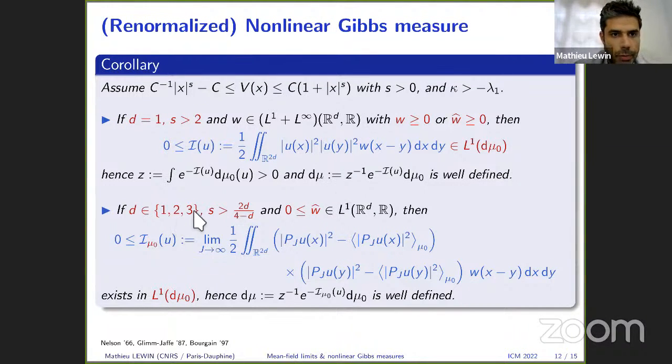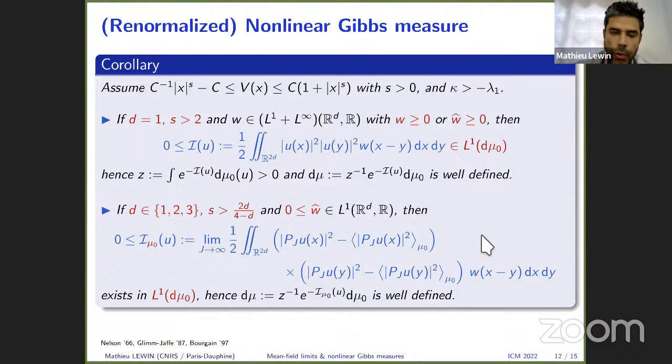In dimensions 2 and 3, we have to do something else. We have to renormalize the interaction. But the same Wick renormalization works, meaning you take the u of x squared, you first project, then you remove the average. So you center your variable. And then you take the limit, and one can show this exists in dimensions 2 and 3. However, here it's important to assume that W is positive definite because now this has no sign. So if you want the integral to be positive, then you put this assumption.